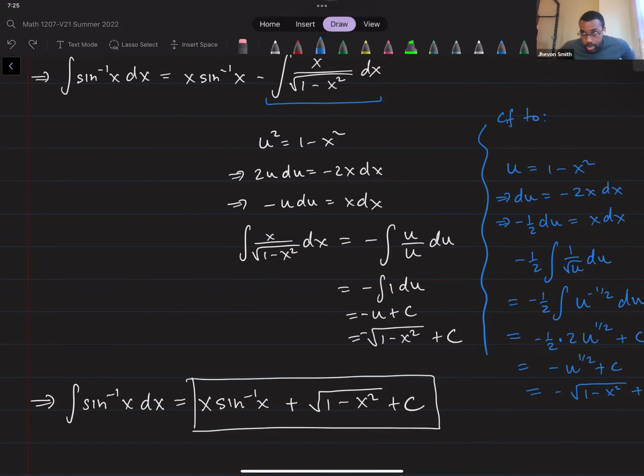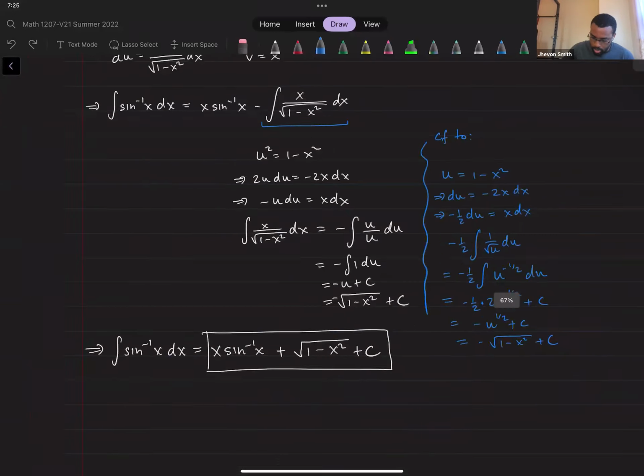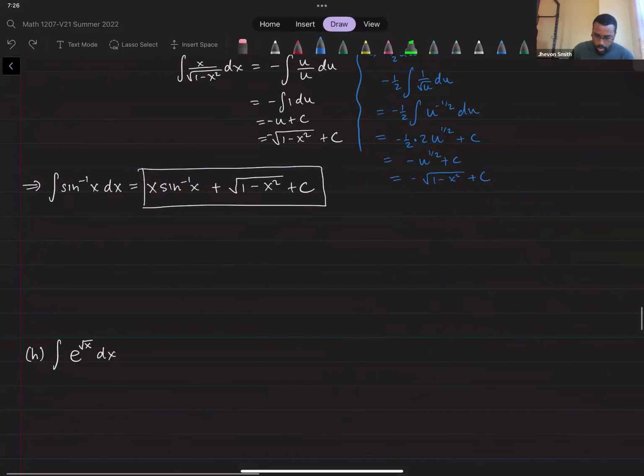Let me actually close this window here. Either way you end up here, that's going to be your integral. So it's x sine inverse of x plus the radical of 1 minus x squared.